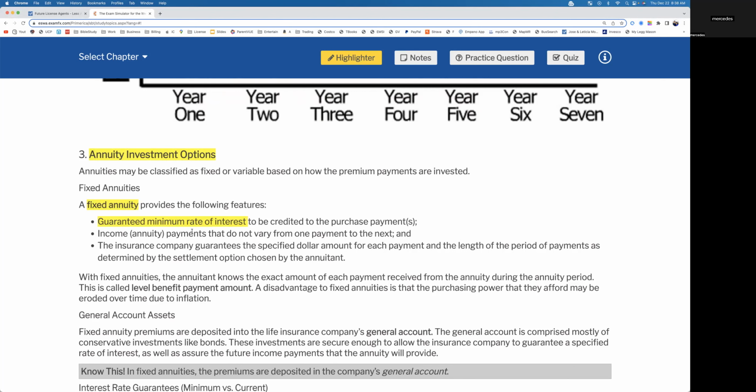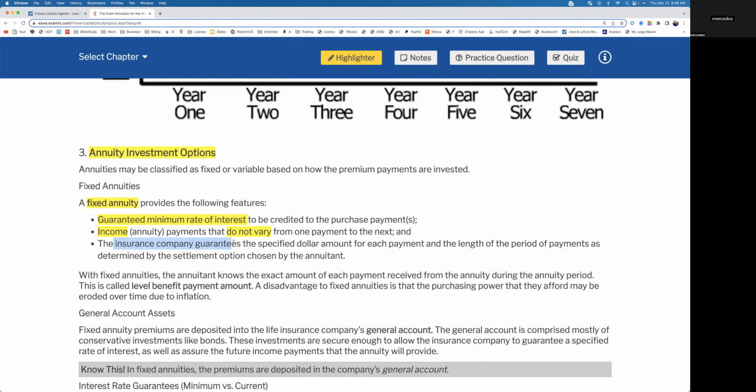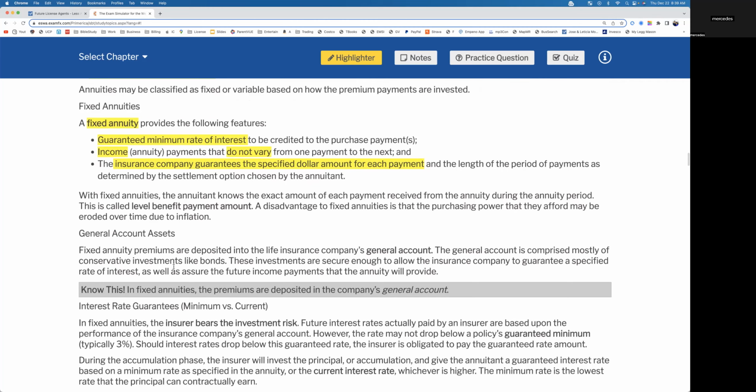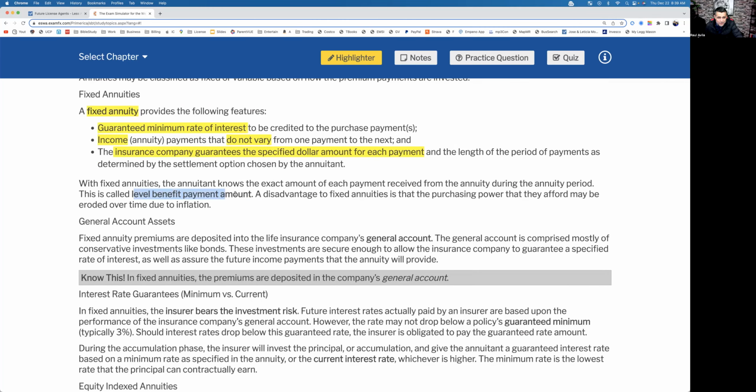Income does not vary. The income payments do not vary because it's a fixed interest rate. The insurance company guarantees a specific dollar amount in each payment because it's fixed. The word fixed says it all. It's not going to vary or fluctuate at all. It's just a guarantee, like 2%, 3%, guaranteed. See what I mean? So the benefit is called the level benefit payment amount. That's a fixed annuity.